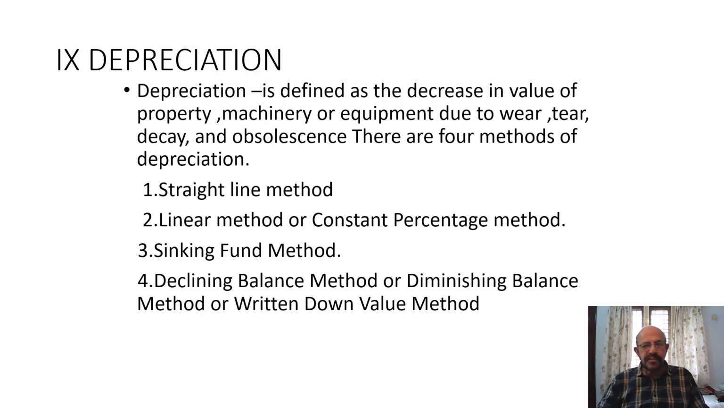Depreciation. What is depreciation? Depreciation is defined as the decrease in value of a property, machinery or equipment due to wear and tear, decay and obsolescence. There are 4 methods of depreciation: straight line method, also called linear method or constant percentage method; sinking fund method; and declining balance method, also called diminishing balance method or written down value method. Of these 4, the main and generally used methods are the first 2, the straight line method and the sinking fund method.